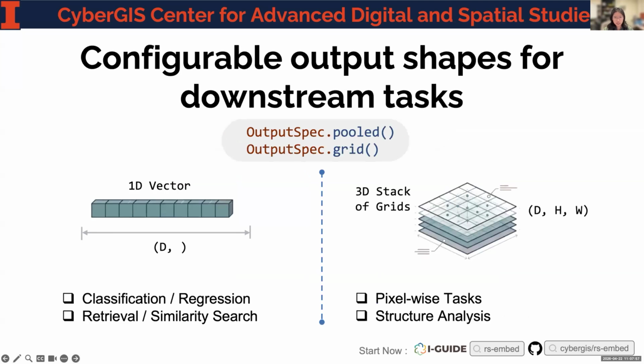And not every task needs the same kind of embedding output. Sometimes we only need a single vector to represent the entire region of interest. That is useful for tasks like classification, retrieval, or similarity search. But in other cases, we might want a spatially structured embedding field represented as a 3D stack of grids, because we care more about the internal spatial variation or pixel-wise analysis. So rs-embed supports both pooled output and grid output, which makes it easier to connect embeddings to a wide range of downstream tasks.